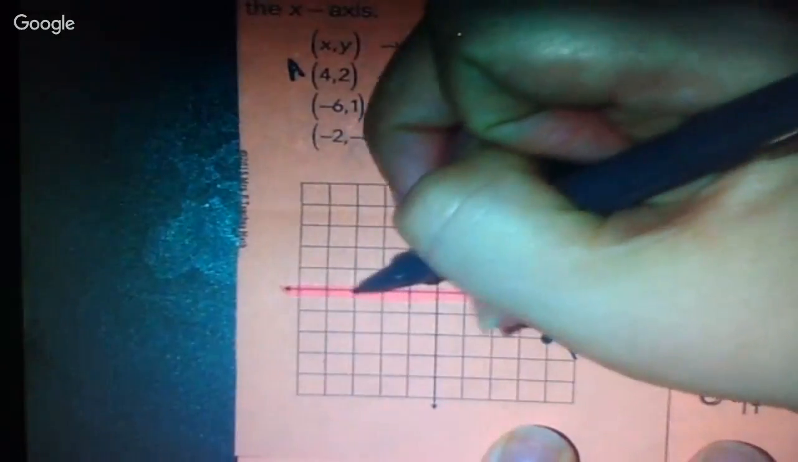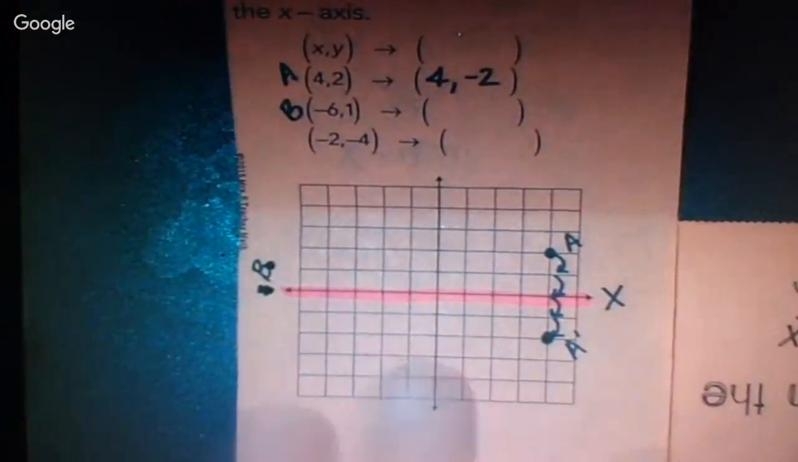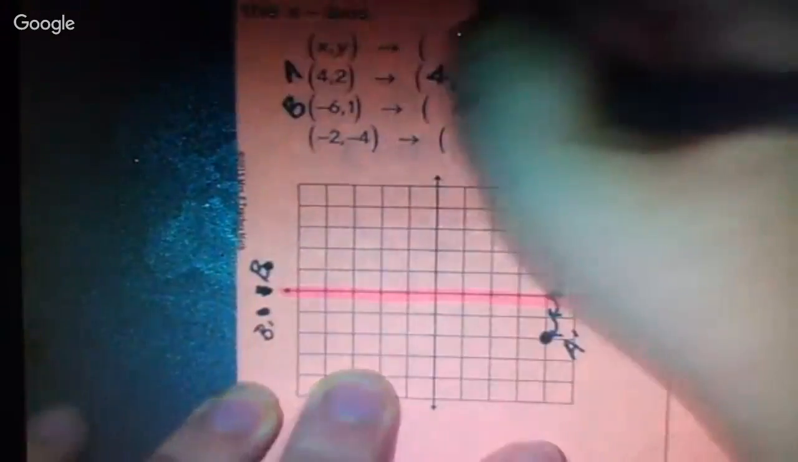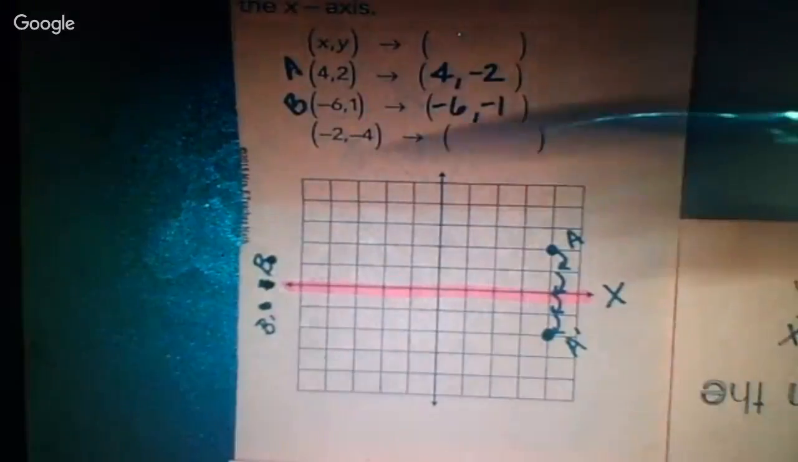Okay, so if I would have started -6, 1, 1, 2, 3, 4, 5, why did they not leave me enough space? 6, we'll make this B. Whoop, sorry, that should be +1. I should be up here, my bad. That's wrong. Ignore my dot. Okay, so B is 1 space above the line, so my new point should be 1 space below the line. So -6, -1 is B prime. Finally, -2, -4. So we start here. This is C.